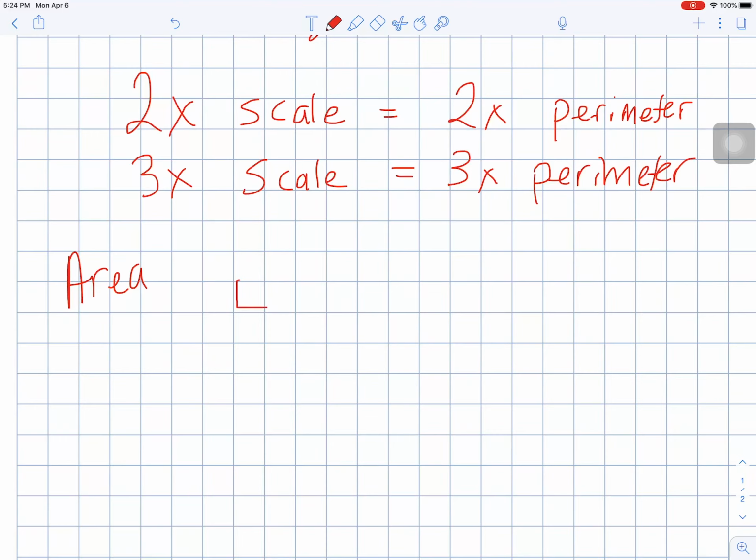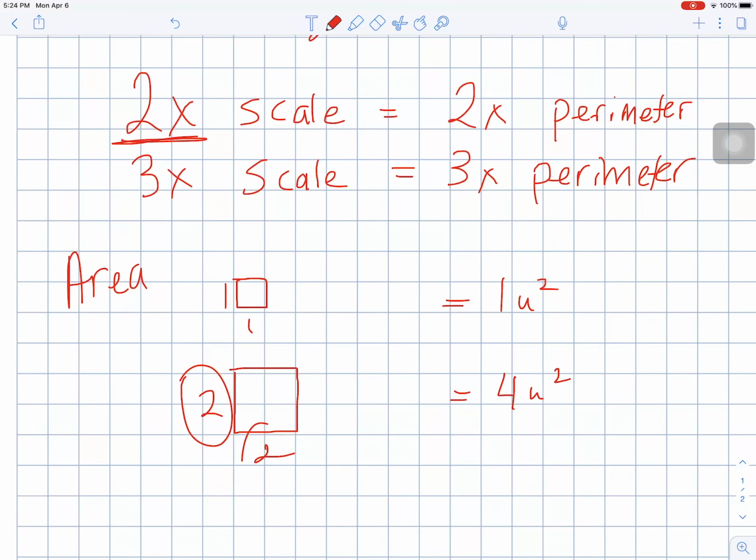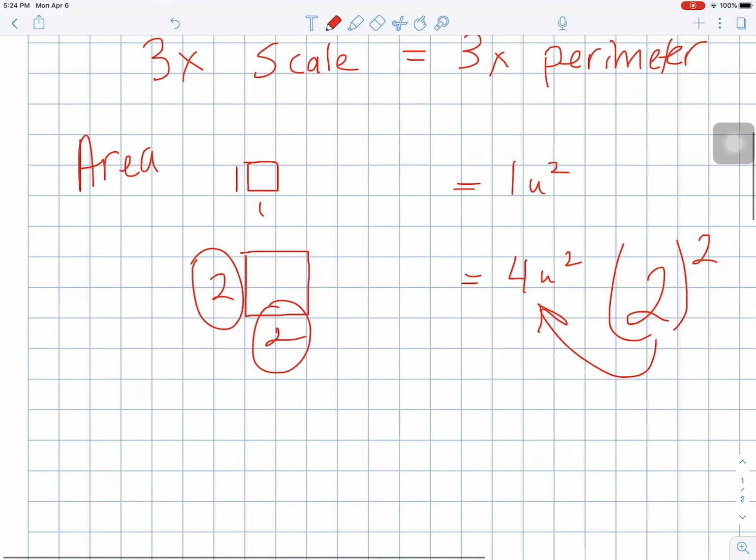Right? So if we go to area, we grab that same box, and we have 1 by 1. Our area equals 1 unit squared. Let's double the size of it. If we double the size of it, we actually get 2 by 2, which is 4 units squared. So this is not going to work when we say 2 times the scale. But what you do see is if we grab our scale, which we're doubling here, we're making it 2, and we square it, we get our answer, right?